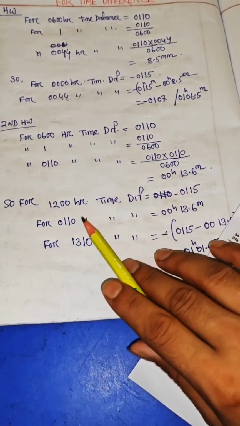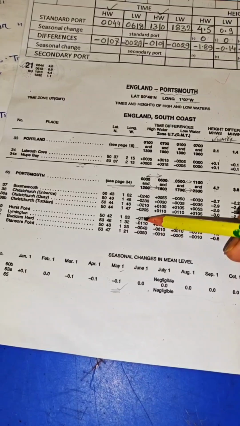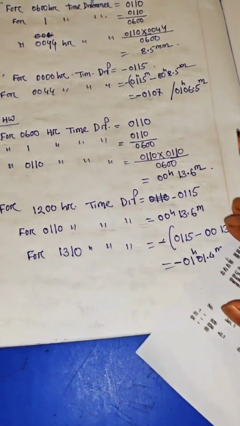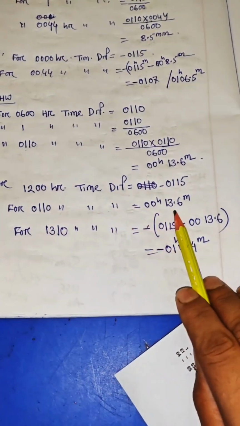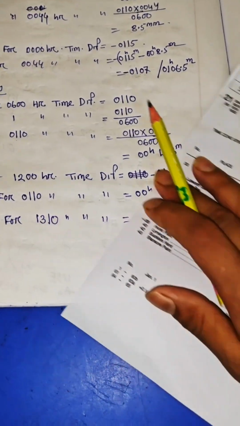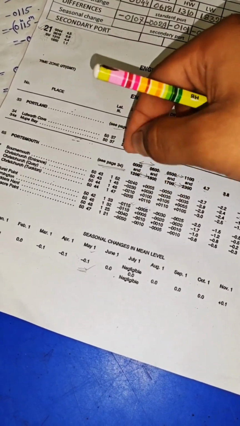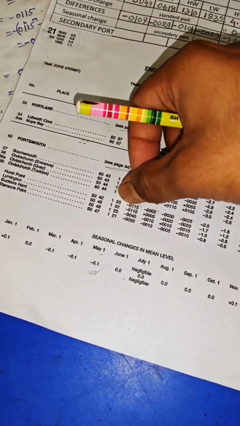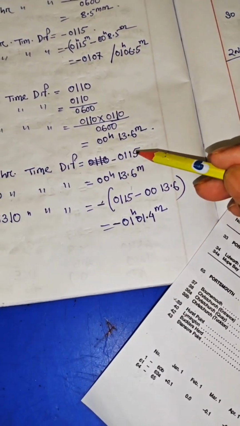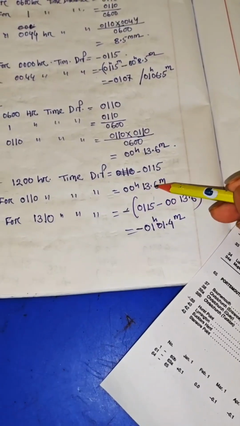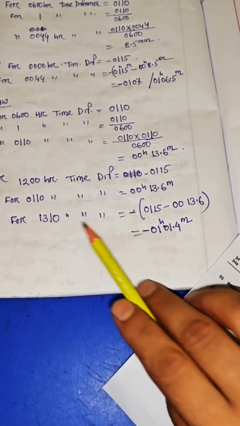This much. For the 12-hour time, the time difference is 0115, correct? And I calculated this for 1 hour 10 minutes, so this is it. Since this is reducing, guys, from this side it is reducing, meaning time is increasing, time difference is reducing. That's why subtract from 0115 to this one, and this is your required time difference for your required time.